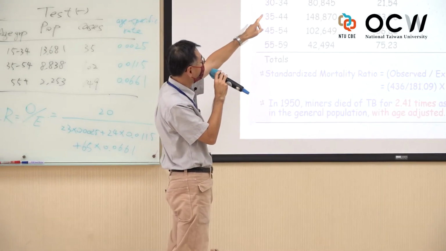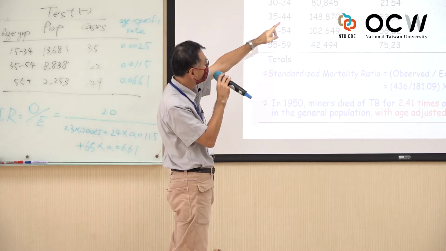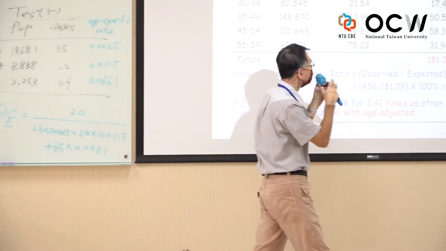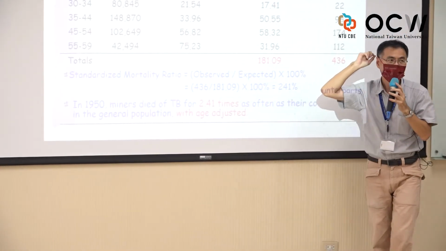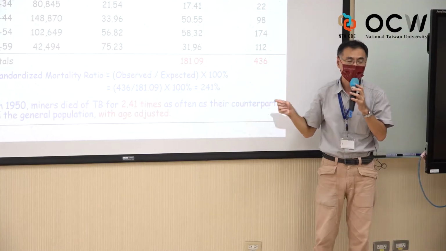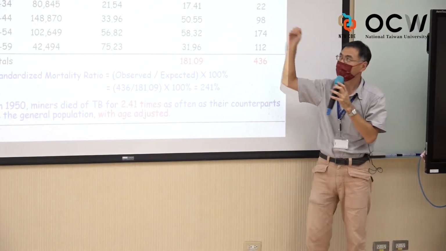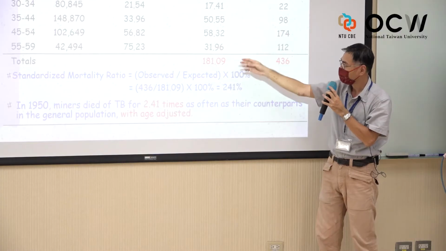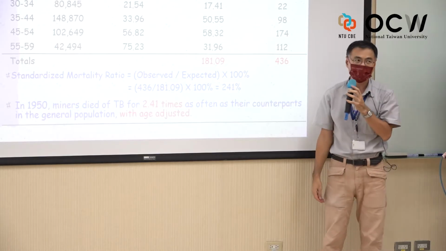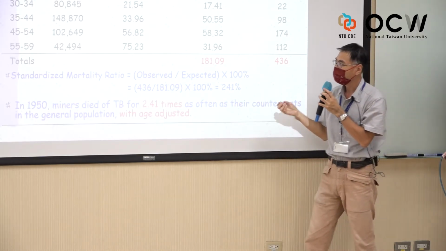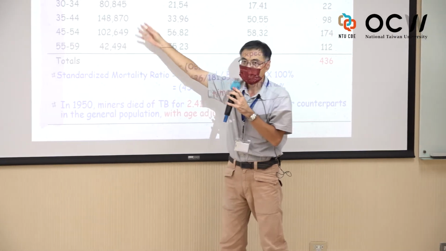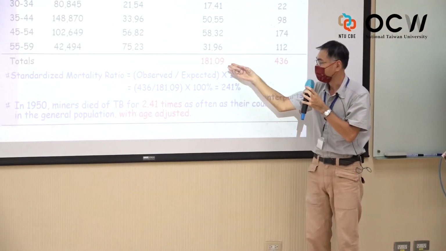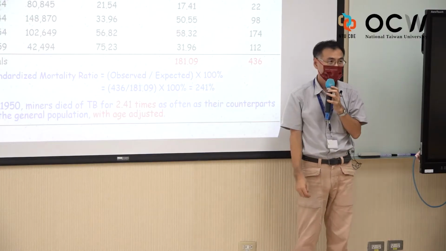So 74,598 times 12.26 divided by 100,000. You will get 9.14. That's the expected number of deaths for the youngest age group, right? And you can do exactly the same thing for all the other strata, and then sum up. You could get the expected number of people who die. So in other words, if this group of miners die in exactly the same way as the general population, then what do we expect? 181 people.